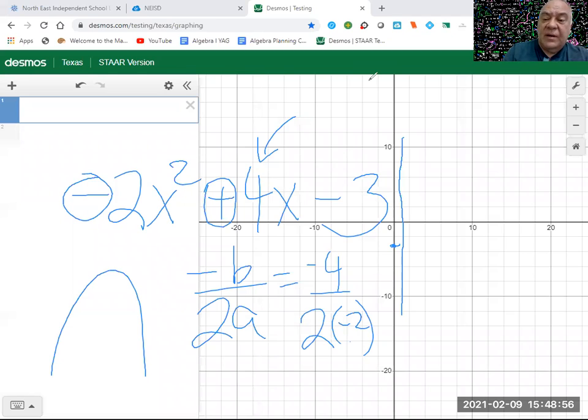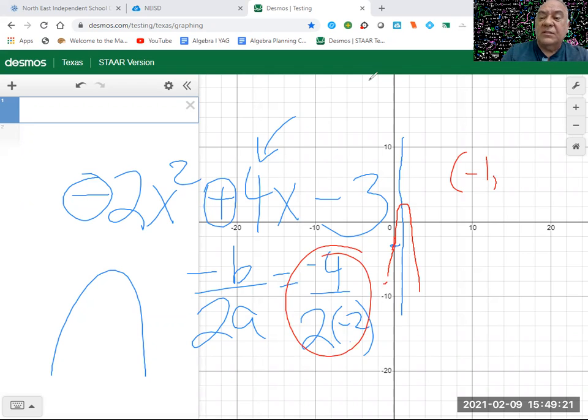Change the color to red. So if this is the axis of symmetry, then that means it's going to come up across the y-axis, and this axis of symmetry is going to be right in the middle. So it'll look something like that. And you can figure out the y value of the vertex. You know the x value because that's just the axis of symmetry.